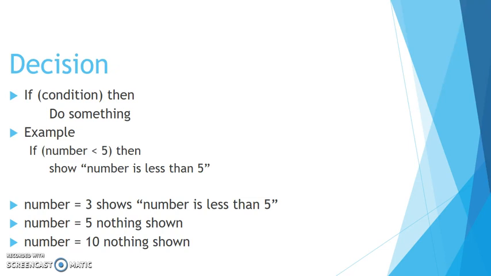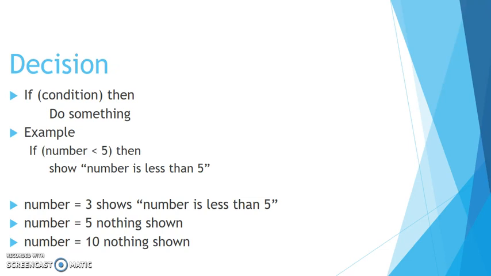The next value we're going to set number to is 5. So we'll check, is 5 less than 5? Well, that evaluates to false, so nothing is done. And then number is set to 10. 10 is not less than 5, so again, the whole condition evaluates to false. So we don't show anything. So that's just your basic if-then statement.